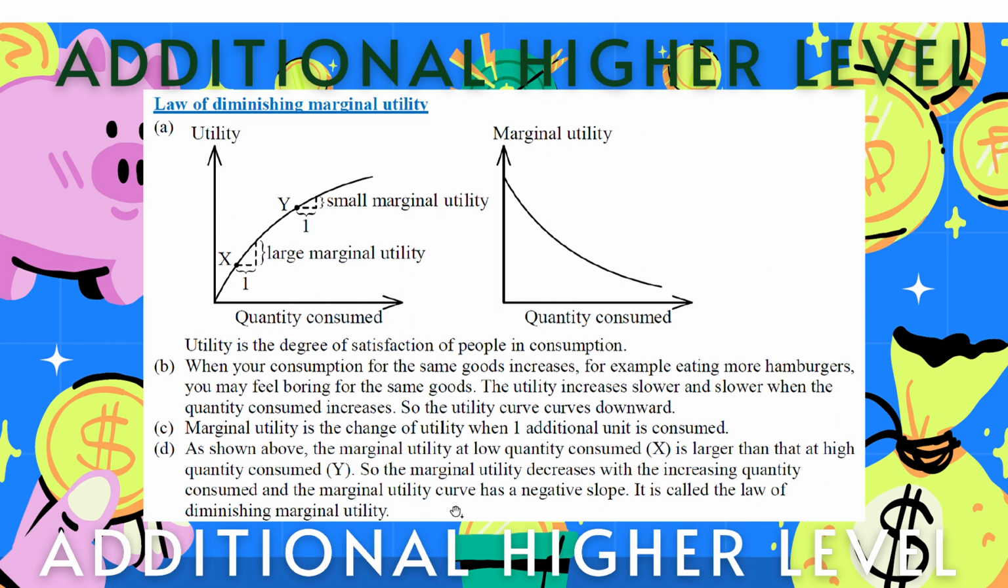So the marginal utility curve has a negative slope, and we call it the law of diminishing marginal utility. It is natural, right? No one wants to purchase the same goods again and again. People will feel bored. People like to have new stuff.